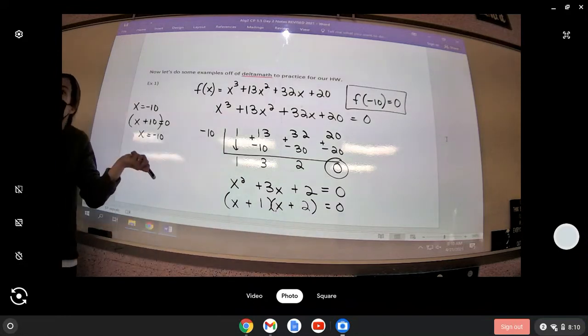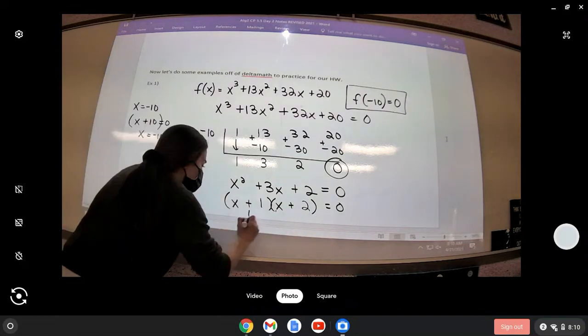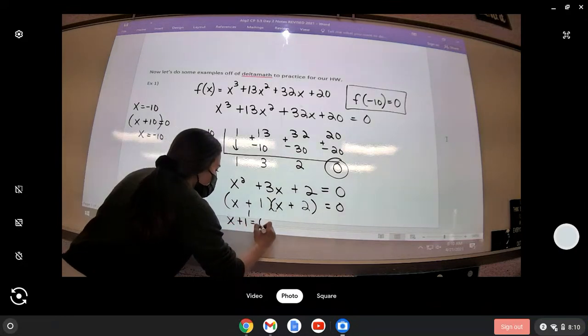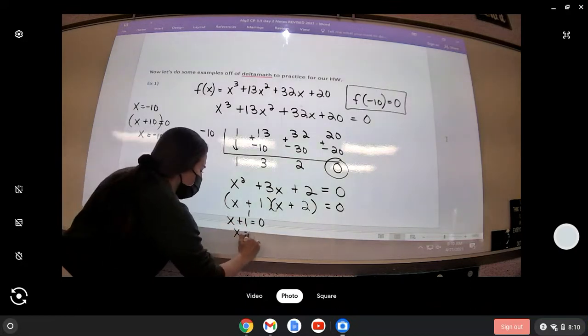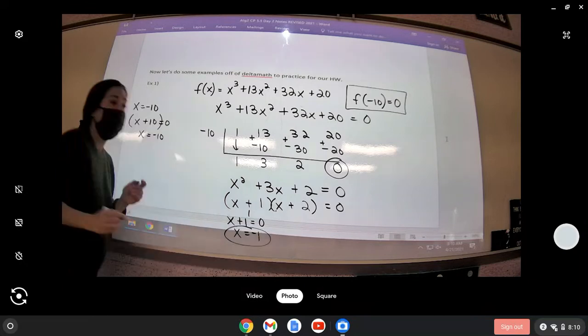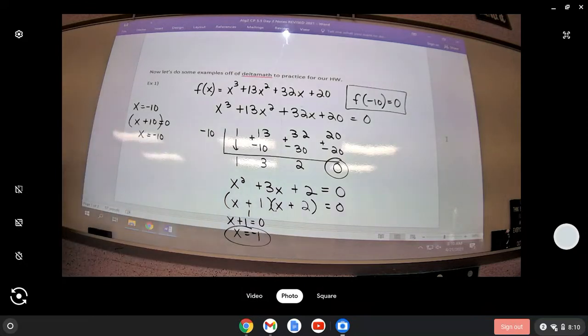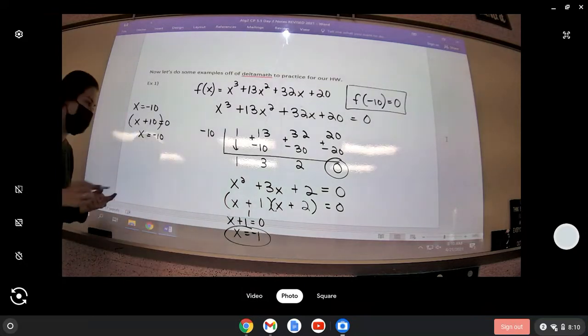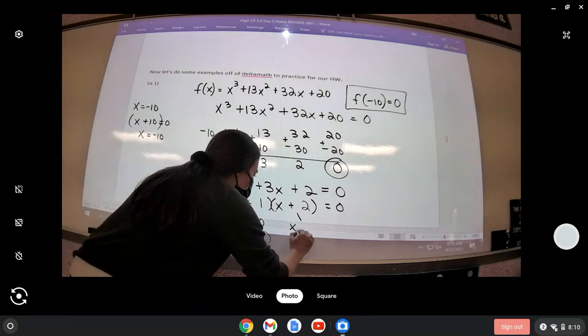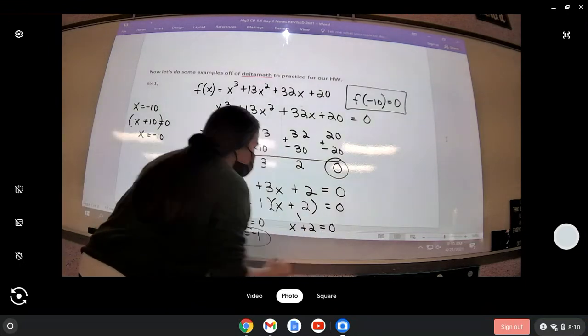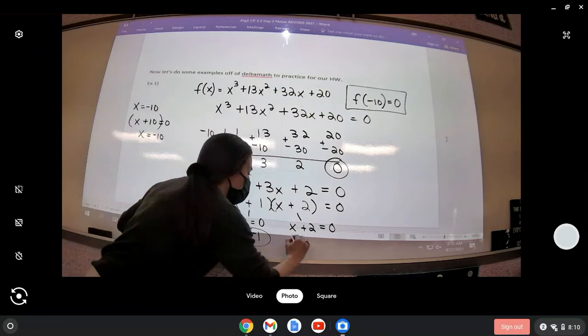Now we set each factor equal to 0, and we're done. So what's going to make x plus 1 equal 0? X has to be -1. So there's my second 0, my second root, my second answer. And then what's it going to be if x plus 2 has to equal 0? X would have to be -2.